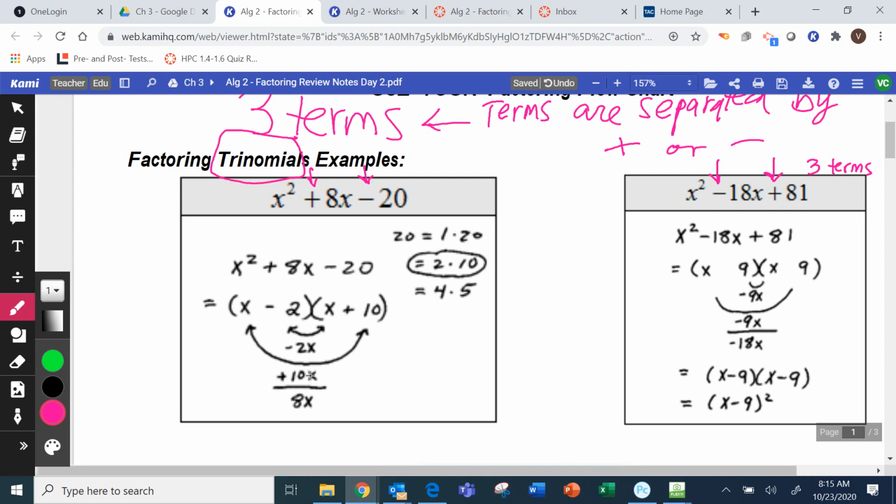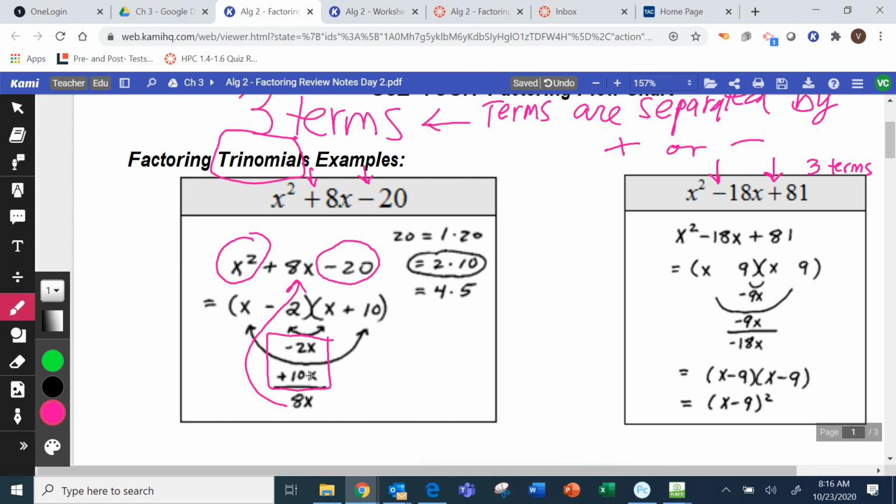Now, what we are going to do is figure out what multiplies together to give us x squared, what multiplies together to give us negative 20, but when we add them up, we get the middle term, 8x. That's what we're going to do today.